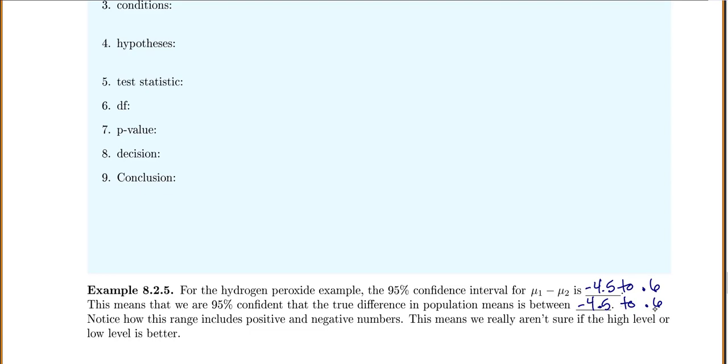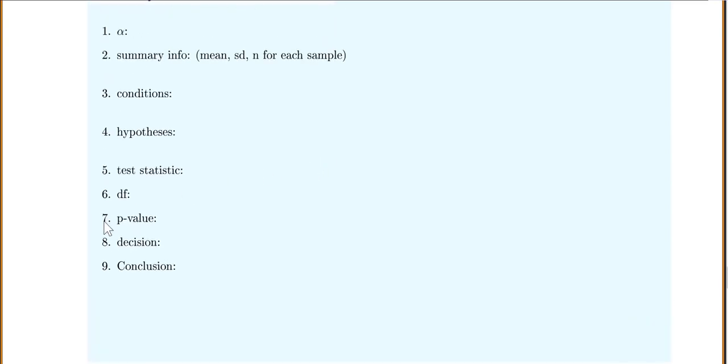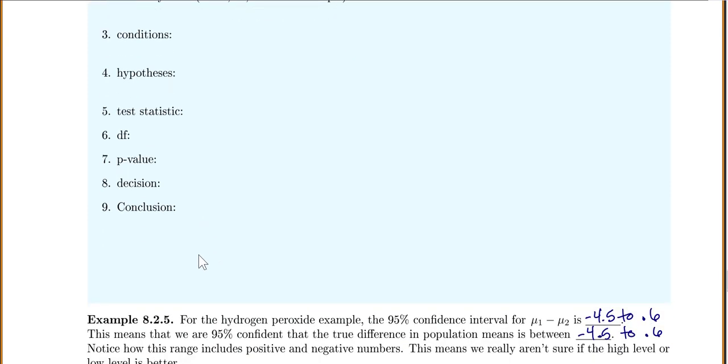If it's negative numbers, that means one is better, and if it's positive numbers, that means the other one's better. So because we're getting highs and lows, we're not really sure which one is better. This is just another sign that they're probably not different. They're probably about the same. And as you did this test, you would have noticed that you had a big p-value and you failed to reject the null.